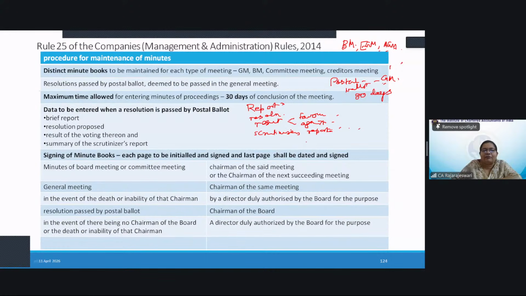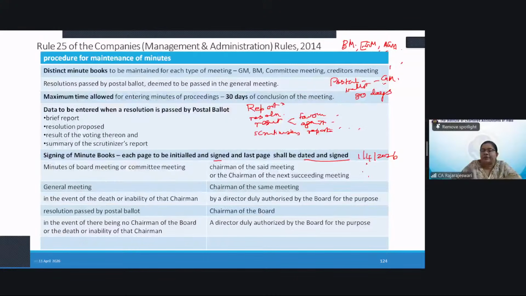And signing of minutes book. Each page should be initialed and signed, and the last page shall be dated and signed. Very important. Who should sign it? The minutes of the board meeting or committee meeting can be signed by the chairman of the said meeting or the next succeeding meeting. Suppose the first board meeting is held on 1/4/2026.